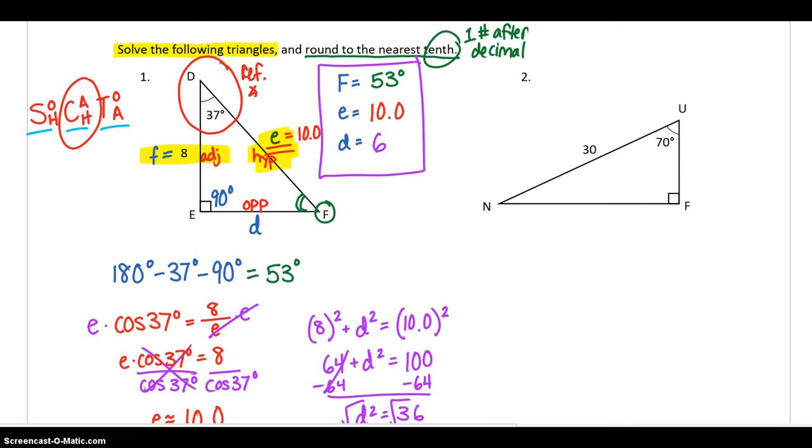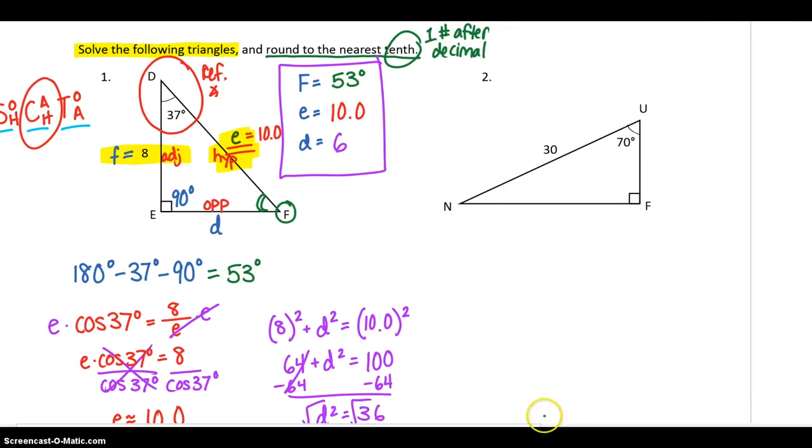Okay? Alright, let's try one more example together, and then I'll let you off on your own so that you can try it by yourself. Alright, example 2. Same general idea. We're given this angle up here, angle U, is 70 degrees. Angle F, since it has the box, is 90 degrees. And then the side across from angle F, so lowercase f, they gave us that, and that's 30.